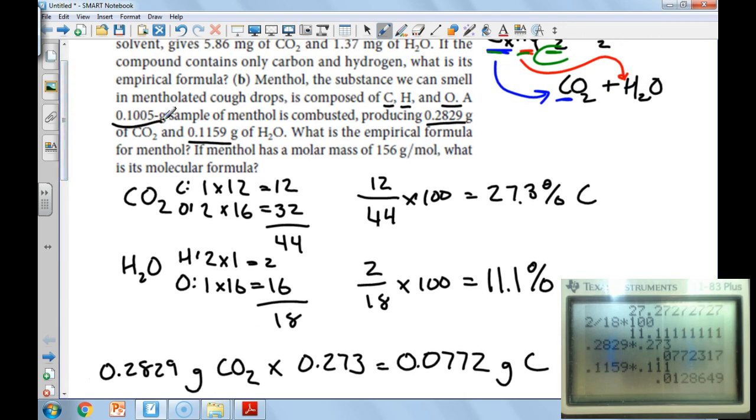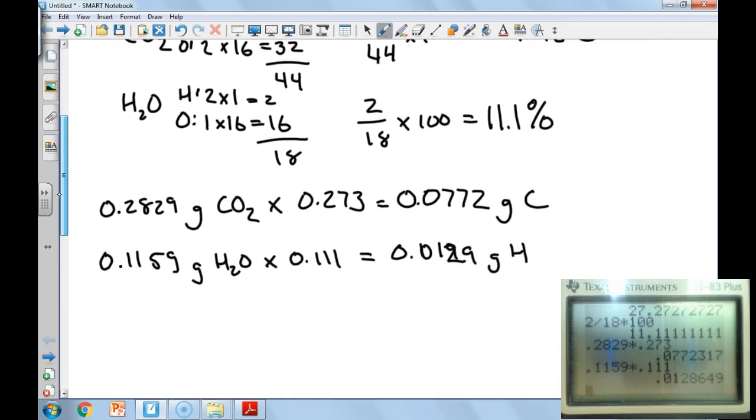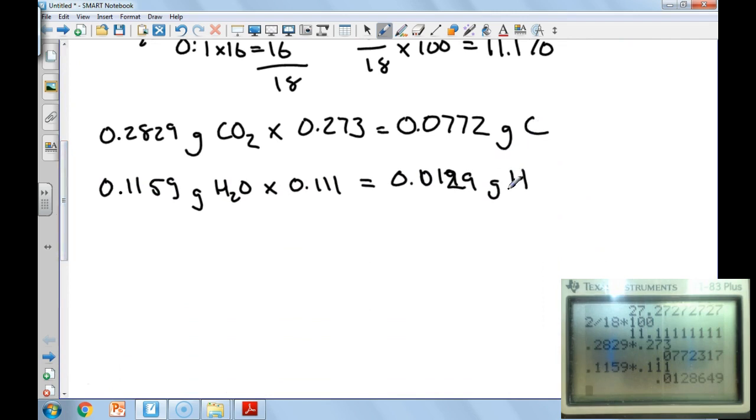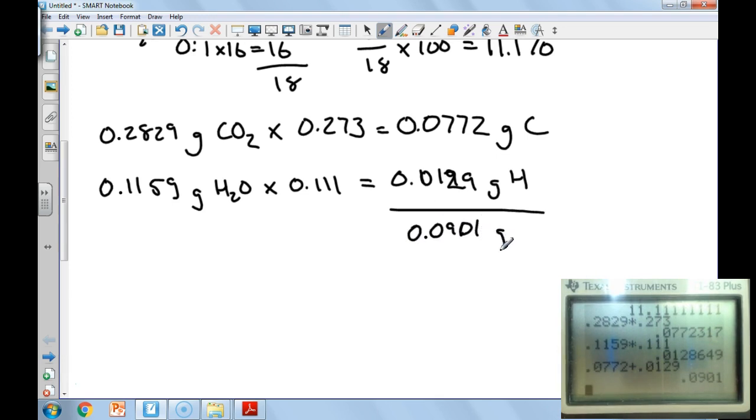Okay, we know that the overall sample weighs 0.1005 grams, and we know how much carbon there is and how much hydrogen there is, so the remaining mass must be that of oxygen. So I'm going to take these two values and add them up: 0.0772 plus 0.0129, and I'm going to get that this is equal to 0.0901 grams.